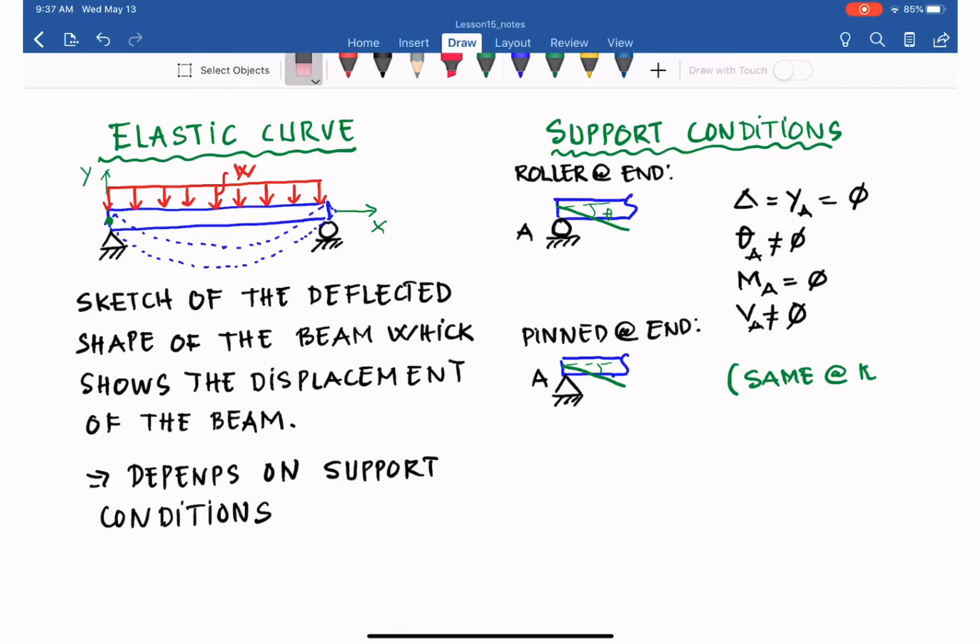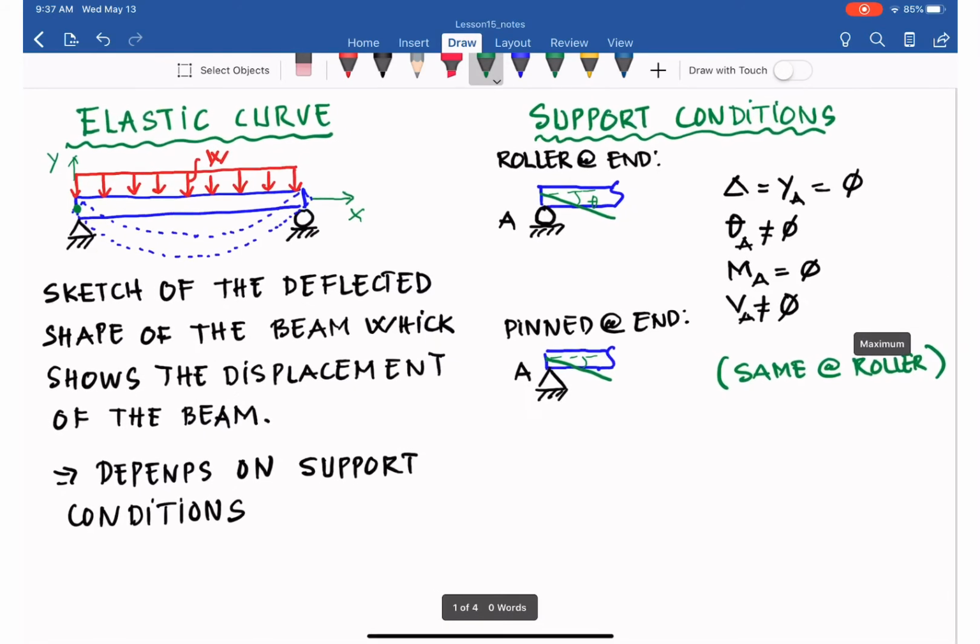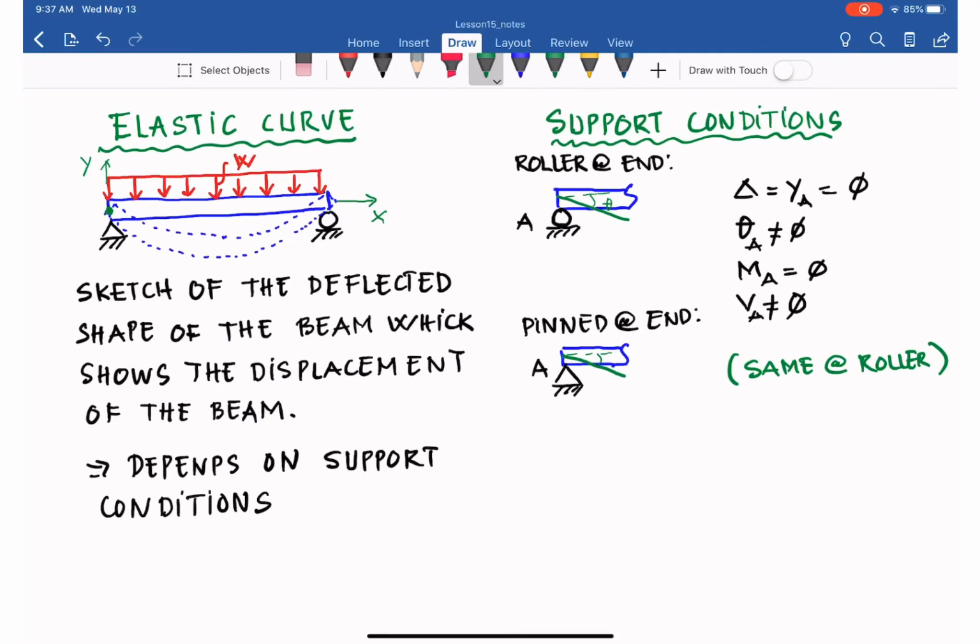At roller, meaning that delta equal to 0, theta is non-zero, moment is 0, and vertical reaction at A is non-zero.